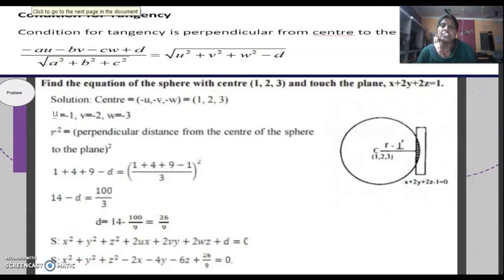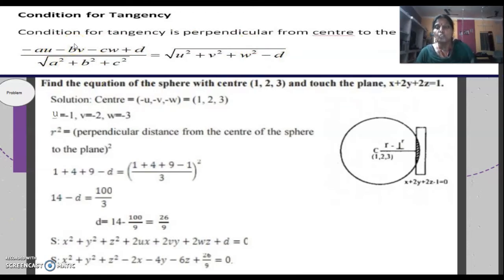The next one is the condition for tangency. When we say that a plane is a tangent plane, we have to find the condition for tangency. The condition for tangency is that the perpendicular from the center to the plane equals the radius. This formula describes the perpendicular distance from the center, and this is nothing but the radius. So this formula represents the condition for tangency.